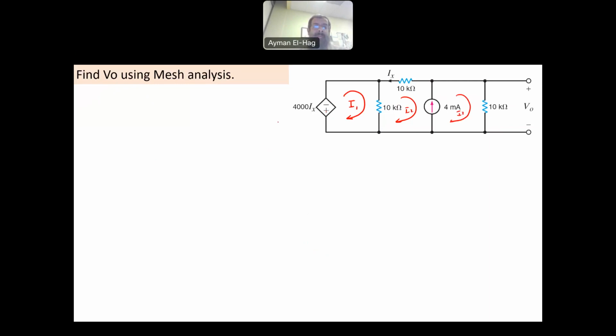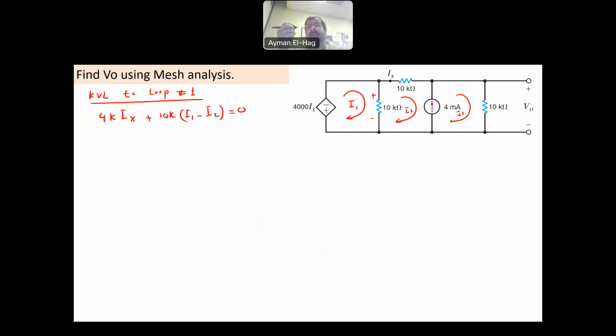So we can apply KVL to loop number one. We'll have 4000 Ix plus 10K times I1 minus I2, we close the loop, equal to 0.